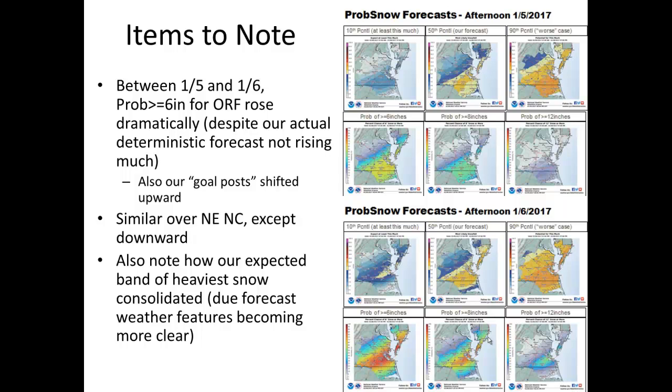One thing that was nice in this event in time as well is as the event got closer, the probabilities did actually start to really confine themselves and really started to zero in on the areas where we were really going to experience the heaviest snowfall the closer we got to the event. And that basically is telling you that the models are coming into a little bit better consensus and a little bit better agreement on how things are going to set up across the region.